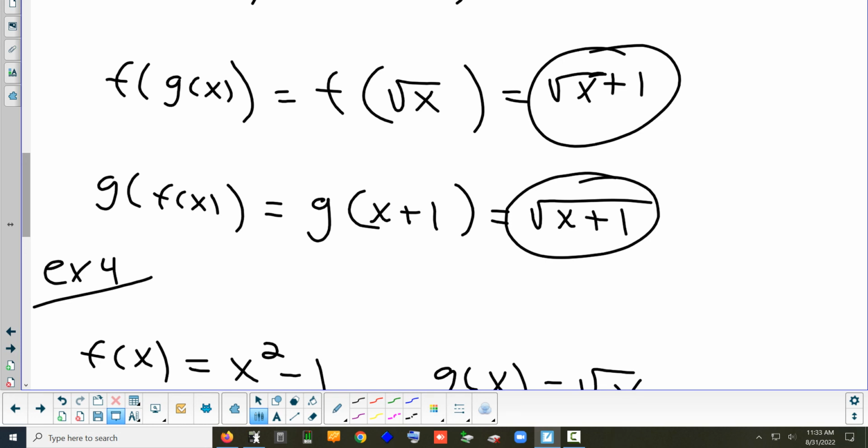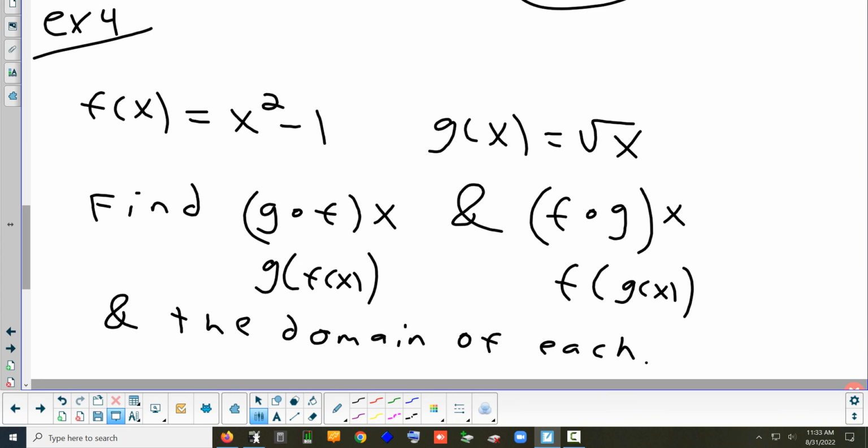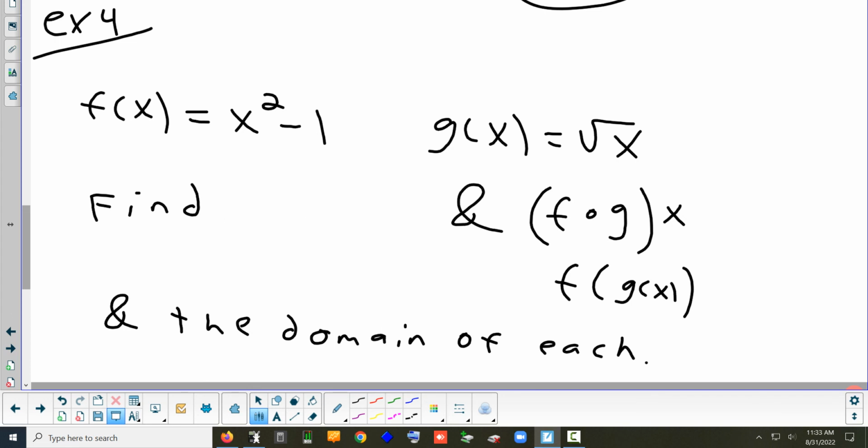Okay, let's try this. Let's just do it one way. Let's do the one on the right. Let's do the f of g of x. So find f of g of x.